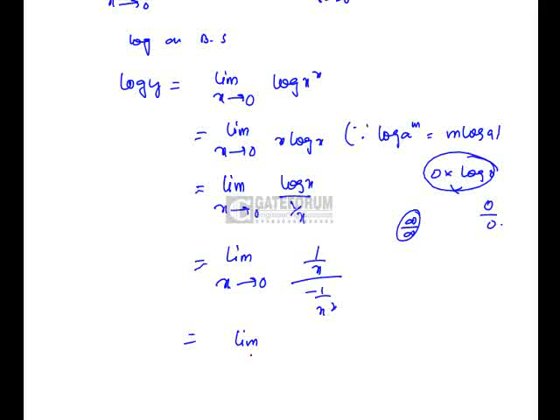So this is nothing but the limit as x tends to 0 of minus x, whereas the value of x is 0. If I substitute minus 0, that is nothing but 0. Hence the option is B.